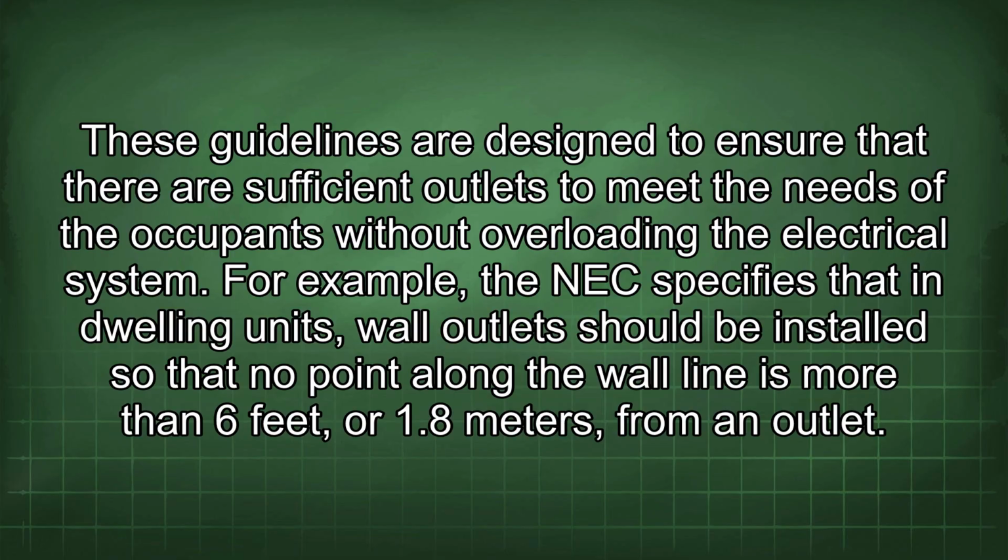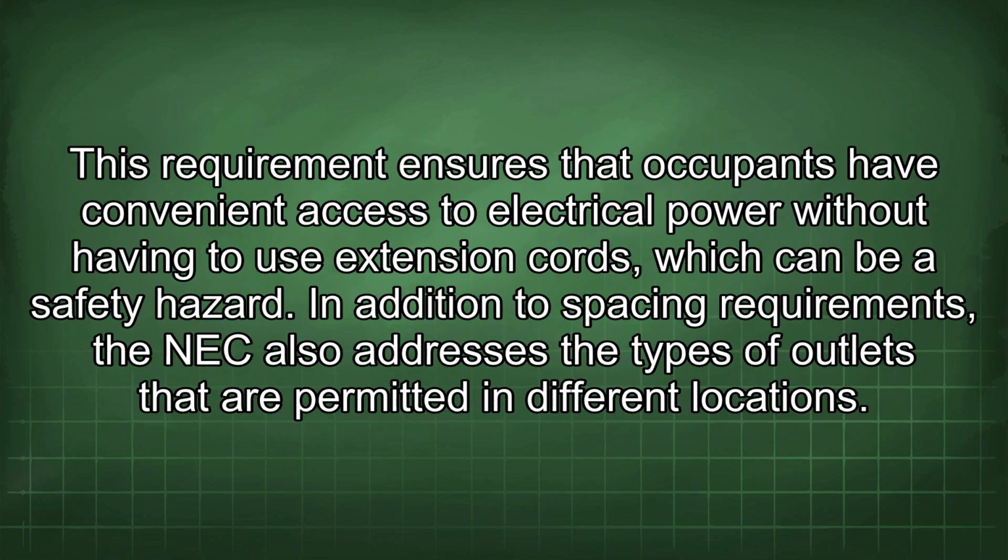the electrical system. For example, the NEC specifies that in dwelling units, wall outlets should be installed so that no point along the wall line is more than 6 feet, or 1.8 meters, from an outlet. This requirement ensures that occupants have convenient access to electrical power without having to use extension cords, which can be a safety hazard.